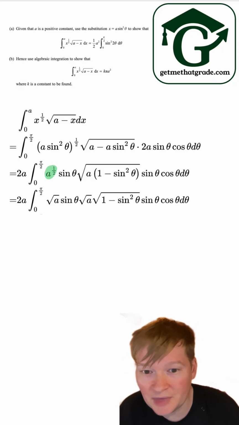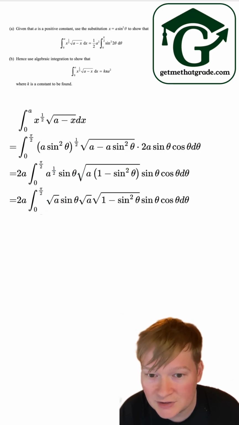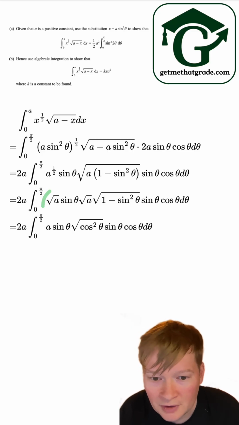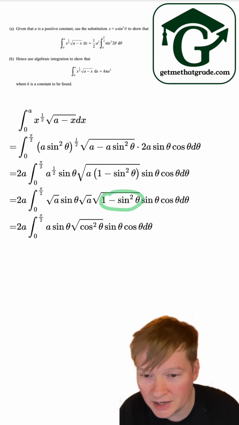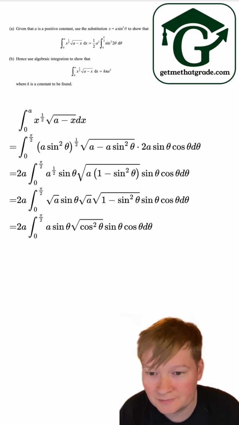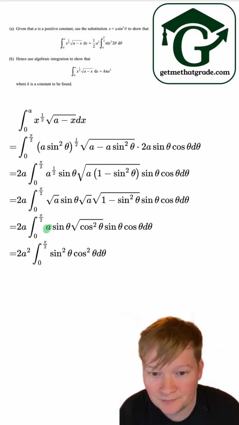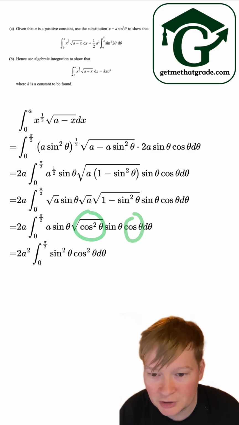Well, we can rewrite a to the power of a half as the square root of a. We can also split up this square root into the square root of a multiplied by the square root of this part. What next? Well, the square root of a multiplied by the square root of a is a. Also, 1 minus sine squared theta is cos squared theta. What next? Well, we can combine this a and this a to get a squared, and this sine theta can get combined with this sine theta to get sine squared theta. And this is really cos theta. Cos theta multiplied by cos theta is cos squared theta.